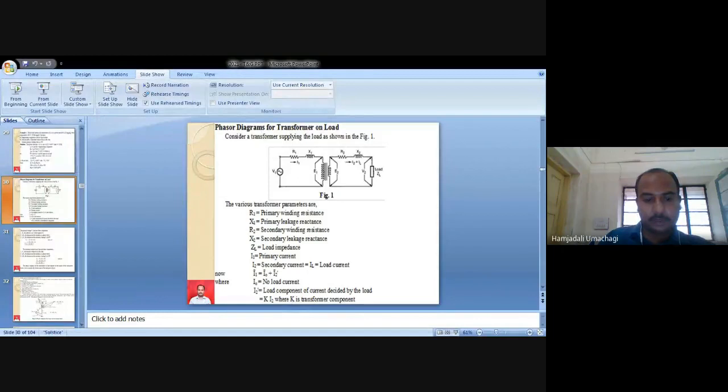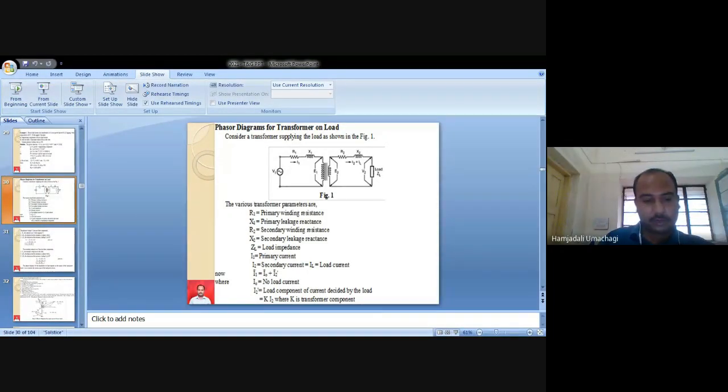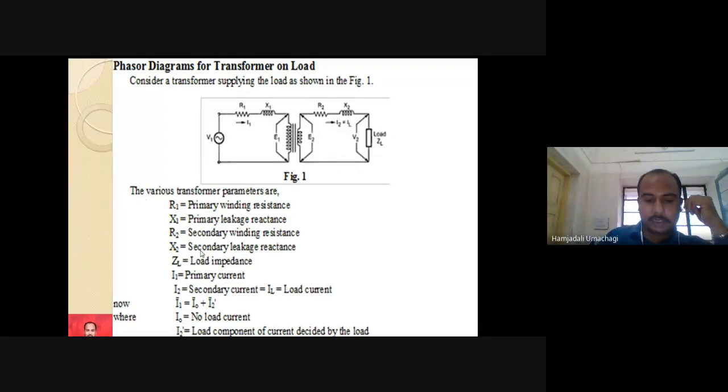How many of them are present for the class? Let me see here. Turns ratio, sir. It is turns ratio. Very good. Then why are you taking so much time to answer my question? It's N2 by N1. So K is nothing but the turns ratio, which is expressed as N2 by N1 in terms of turns.